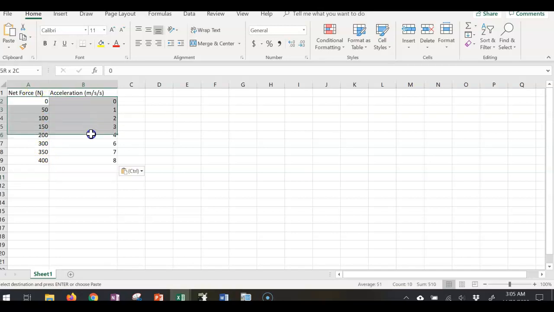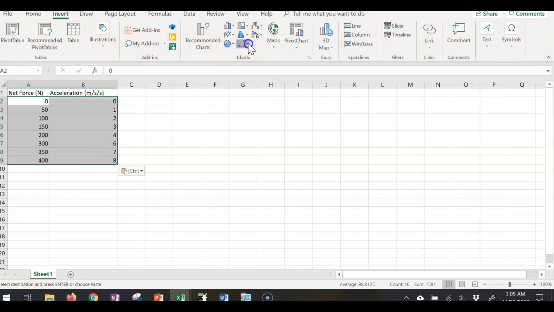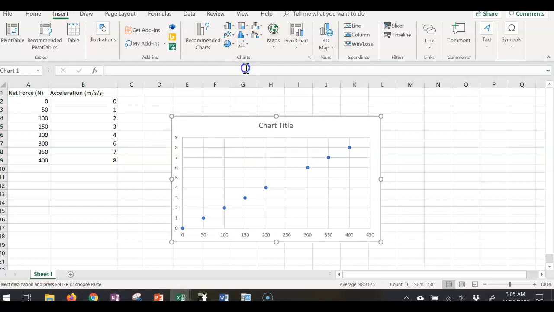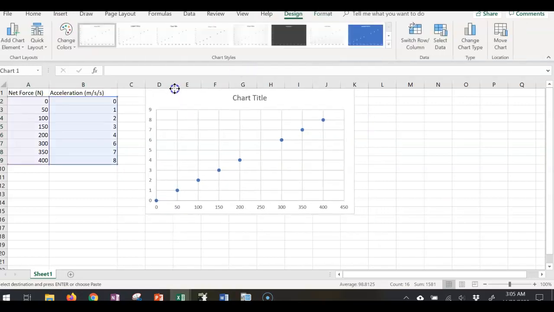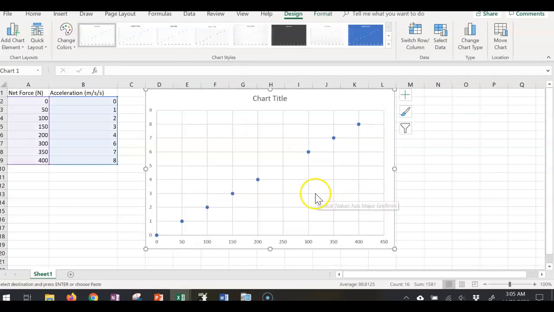I'm just going to select the numerical values of my independent and dependent variables. I'm going to insert a scatter graph, and I'm just going to use the one that shows my data points. And so I can already tell this is a nice linear trend. It looks very nicely linear.